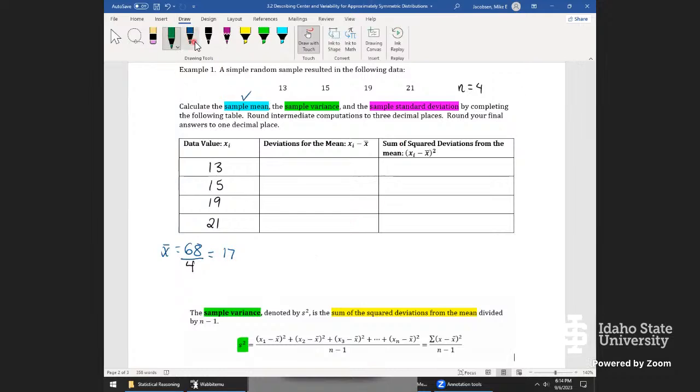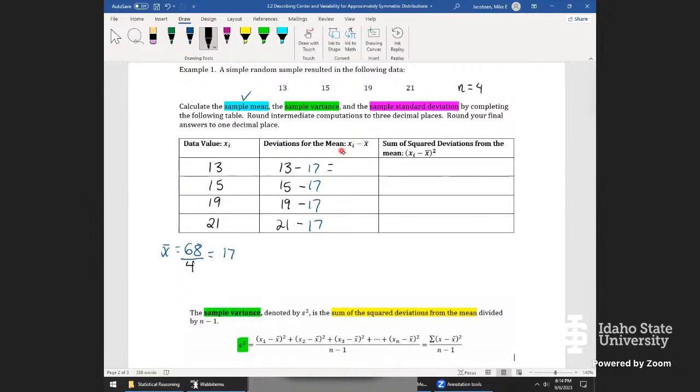First things first, I'm just going to do this in black. It wants deviations from the mean, xi minus x bar. That xi minus x bar is just each one of these components that we're going to be adding up eventually after we square them. So here I'll go, the xi is 13 minus the x bar, sample mean of 17. X2 will be 15 minus 17. Then 19 minus 17. And finally, 21 minus 17. So these are what we mean by deviations from the mean.